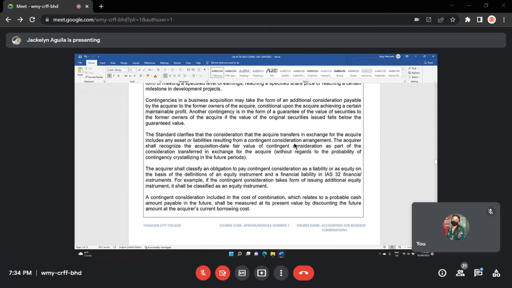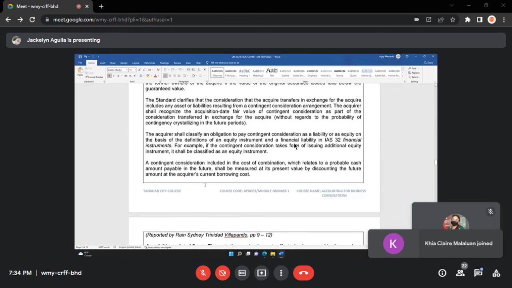For example, if the contingent consideration takes the form of issuing an additional equity instrument, it shall be classified as an equity instrument. A contingent consideration included in the cost of combination, which relates to a probable cash amount payable in the future, shall be measured at its present value by discounting the future amount at the acquirer's current borrowing cost.